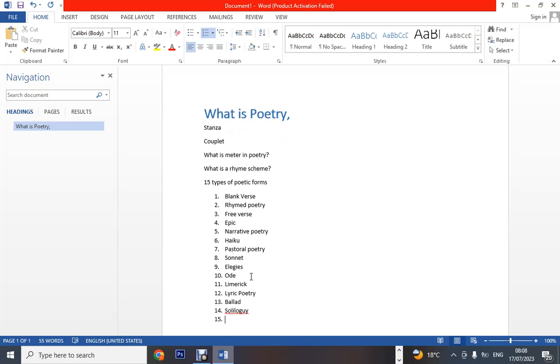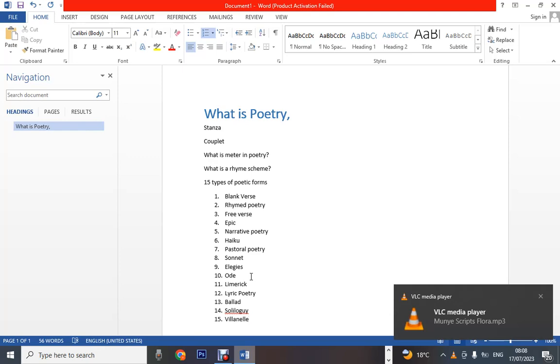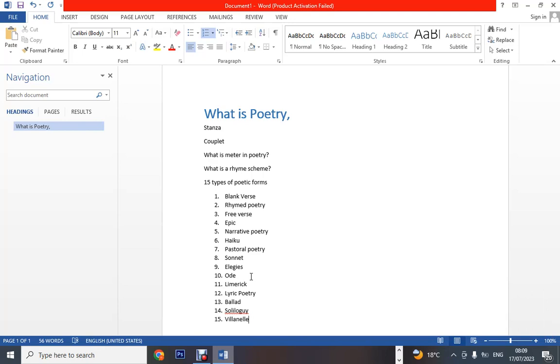Then lastly, we have what we call the villanelle. A villanelle is a 19-line poem consisting of five tercets and a quatrain with a highly specified internal rhyme scheme. Originally a variation on a pastoral, the villanelle has evolved to describe obsessions and other intense subject matters, as exemplified by Dylan Thomas.